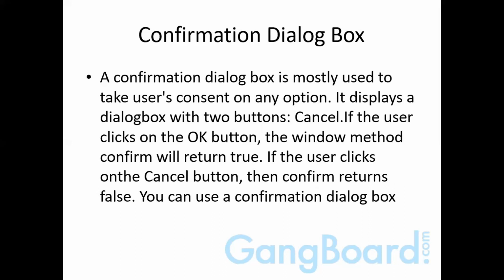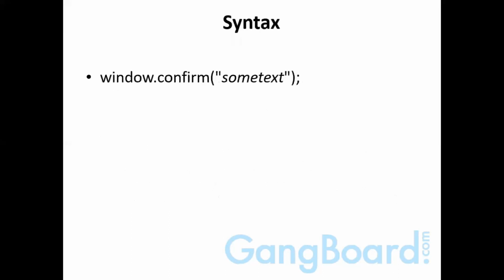Now I will tell you how to use the confirmation dialog box. A confirmation dialog box is mostly used to take the user's consent for any option. It displays a dialog box with two buttons, for example Cancel or OK. If the user clicks on the OK button, we get the output as true. When the user clicks on the Cancel button, then JavaScript returns false. So you can use the confirmation dialog box whenever you want to get confirmation from the user.